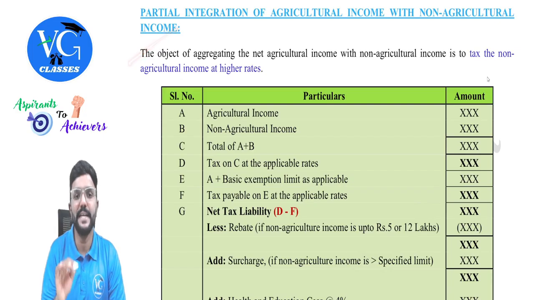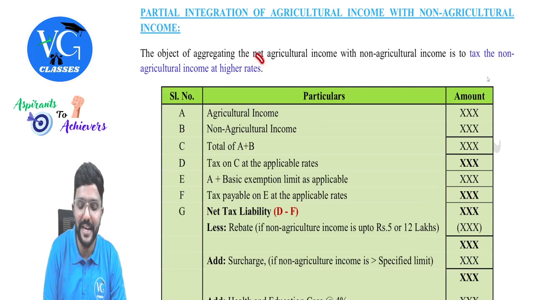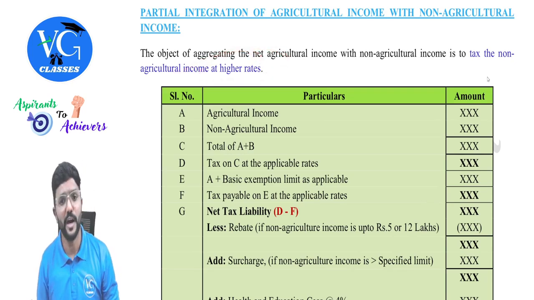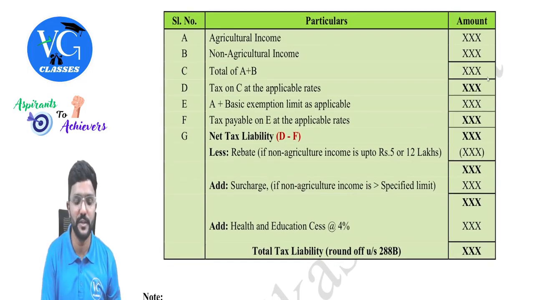So the object of aggregating the net agriculture income with non-agriculture income is to tax the non-agriculture income at a higher rate. That is the strategy of the government. How is it done? I will explain with some questions, guys. First, let us discuss the format. Please stick to this format.